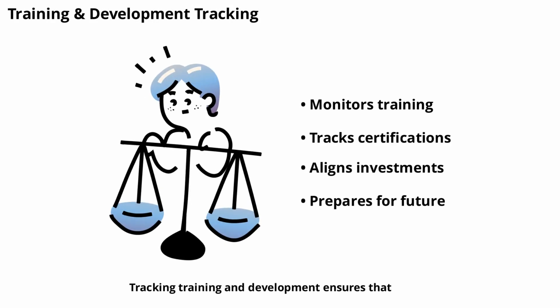Tracking training and development ensures that employees are continuously learning and growing. HRIS features in this area monitor course completion, certifications, and skill development. For resource planning, this data helps HR align training investments with organizational needs and prepare employees for future roles.